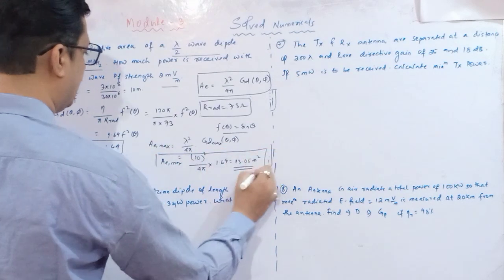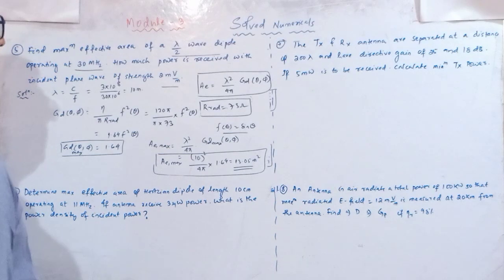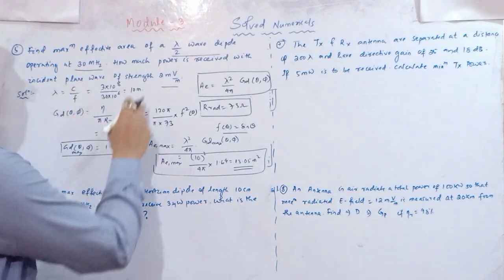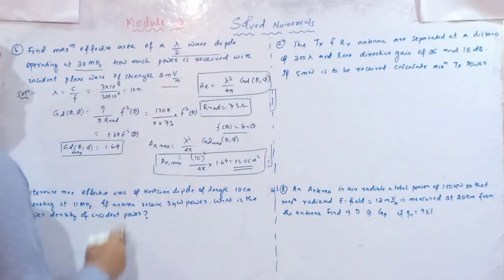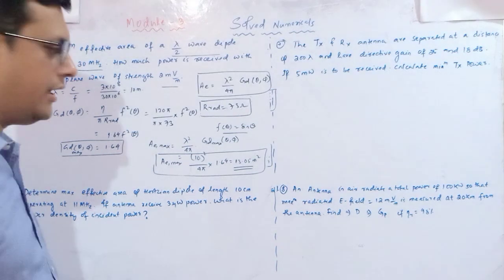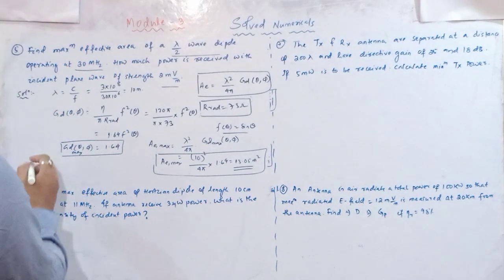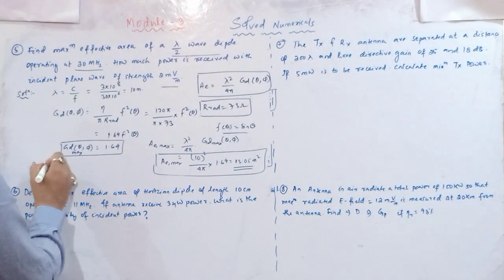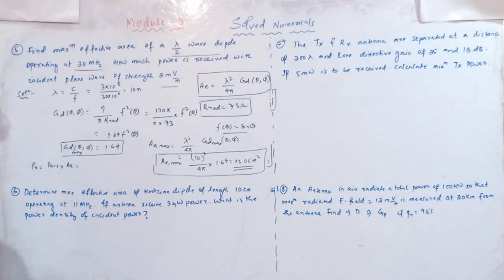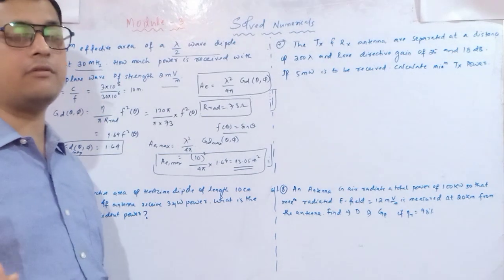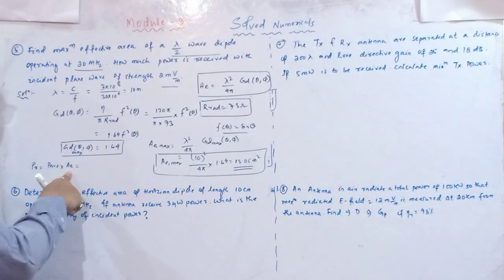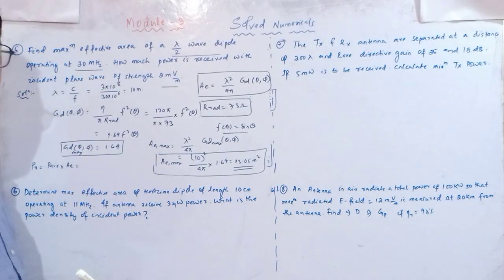Okay, so this is your effective area we have got. And now the next one depends upon your incident plane wave with a strength of 2 millivolt per meter. You have to find out how much power we have received. Received power is nothing but average power into effective area. This relation we have seen when we were discussing the Friis equation.